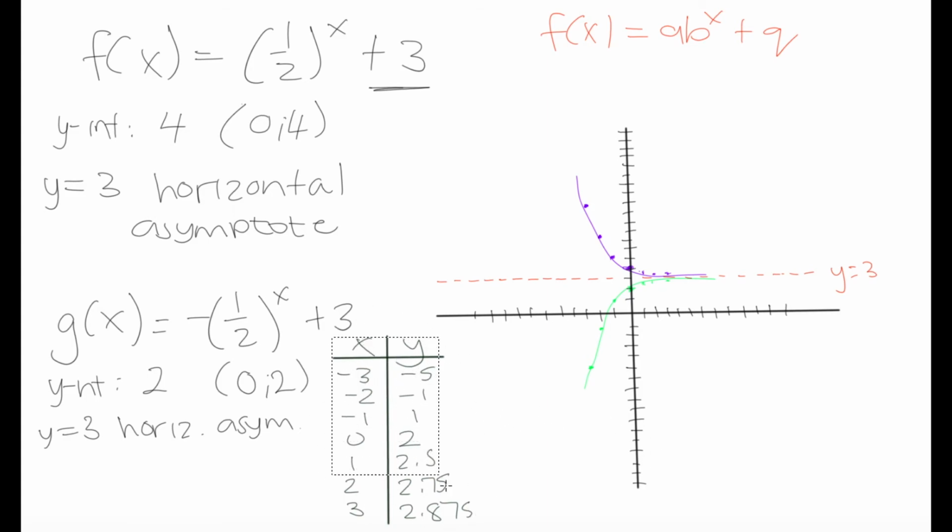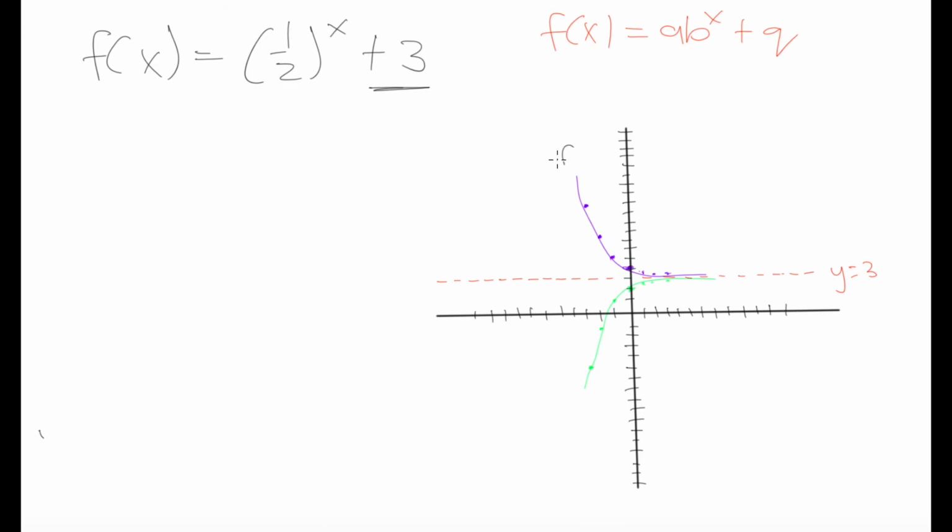So I'm just going to get rid of this so we can give ourselves a little bit more room. So here we have f of x, and this was the curve of g of x. And let me just quickly write down that g of x was equal to -1/2 to the power of x plus 3. So these were our two curves. And what's one thing that we can notice about these two graphs?